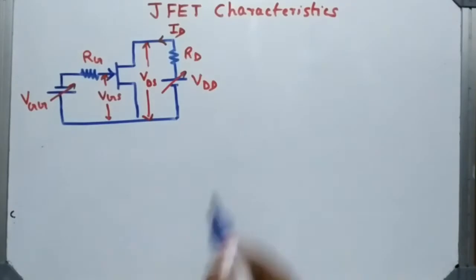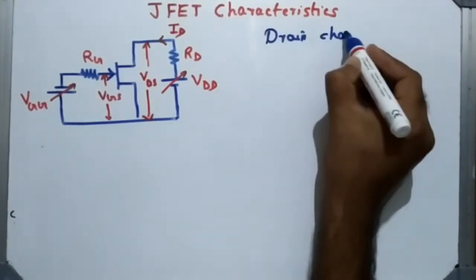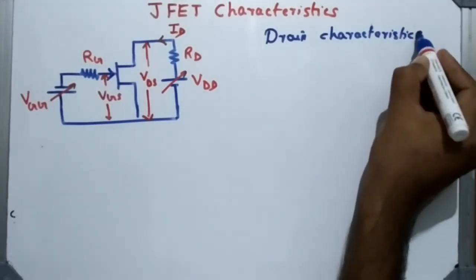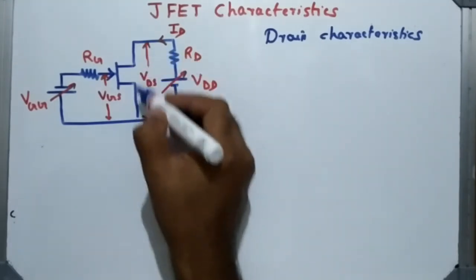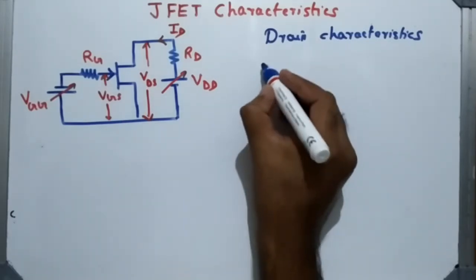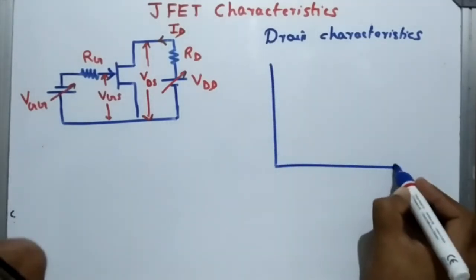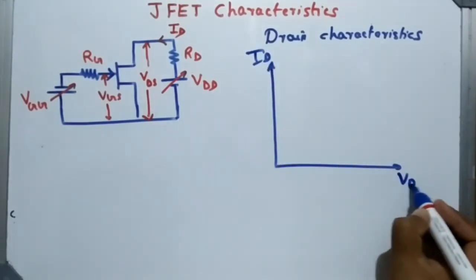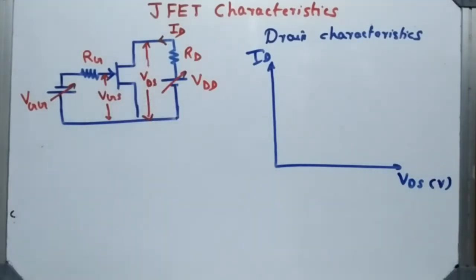The second characteristics is called the drain characteristics. What do you mean by drain characteristics? It is the characteristics of the drain loop, that is this loop. Now here, what are the parameters? One is ID and the second one is VDS. So it is a plot of ID versus VDS. Now VDS is positive.